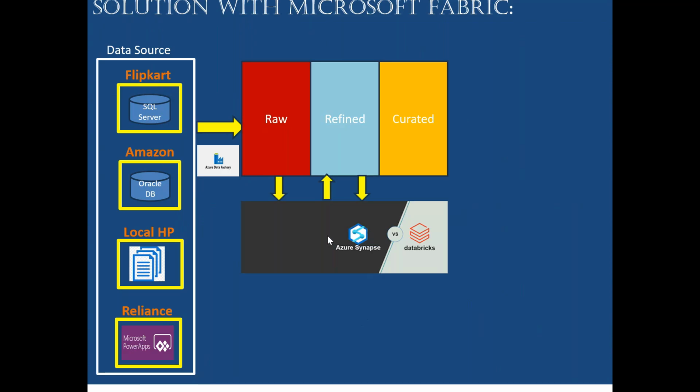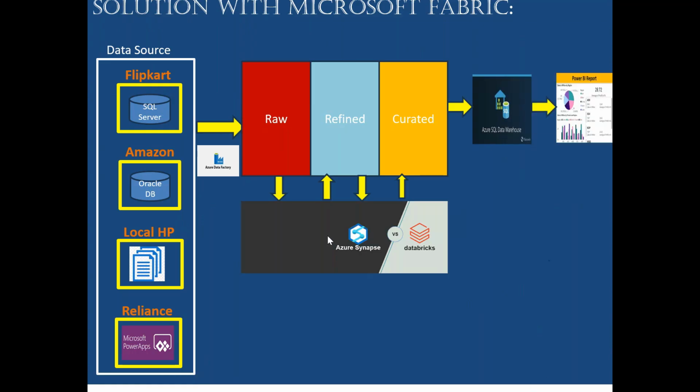From the refined folder, again we read data. We are going to create some dimensions and facts, and we will copy the data into the curated or gold folder, which is the last layer. From that last layer, we copy this data into the warehouse. Once we copy the data into the data warehouse, Power BI will consume this data for creating the reports.